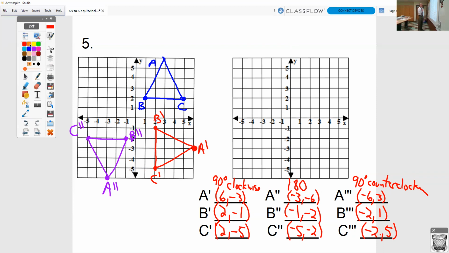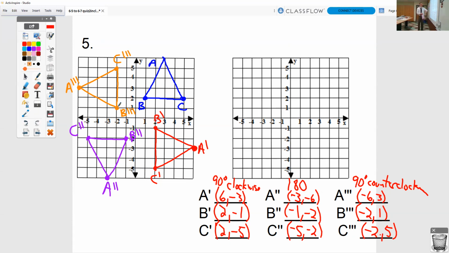For our triple prime triangle, our 90 degrees counterclockwise rotation, over to -6, up to +3, that's A triple prime. Over to -2, up to +1, that's B triple prime. And over to -2, up to +5, that's C triple prime. And there's our 90 degrees counterclockwise rotation.